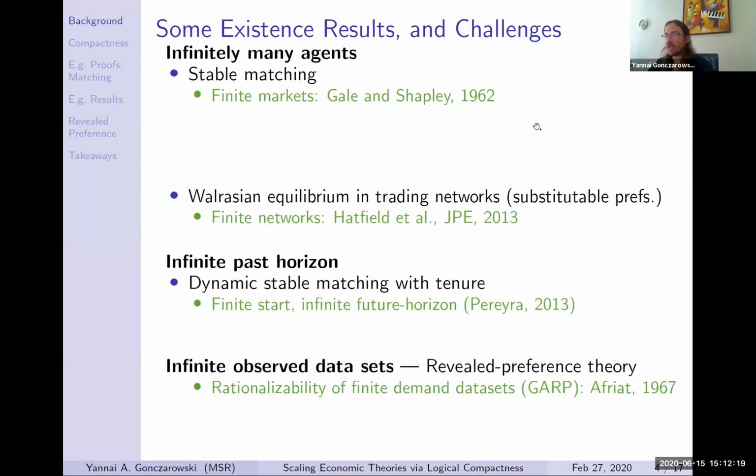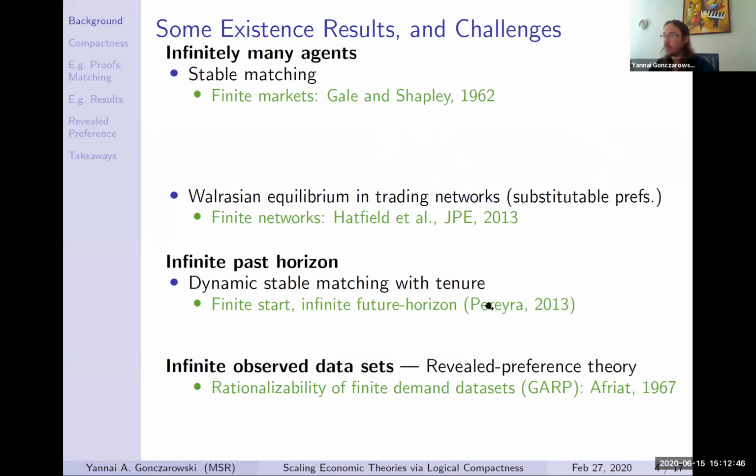There are very classic results here that we all know and love. For finite markets, a stable matching exists, Gale and Shapley. In Walrasian equilibrium in trading networks, a fairly new result from JET, Hatfield et al., gives us a Walrasian equilibrium on finite networks if preferences are substitutable. There's also work on dynamic stable matchings with a finite start and infinite future horizon.